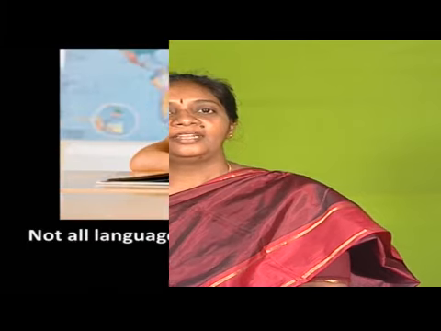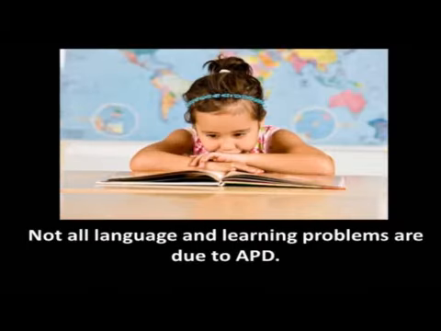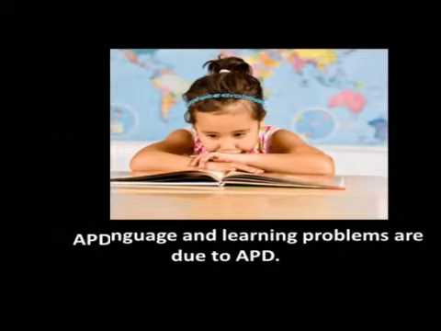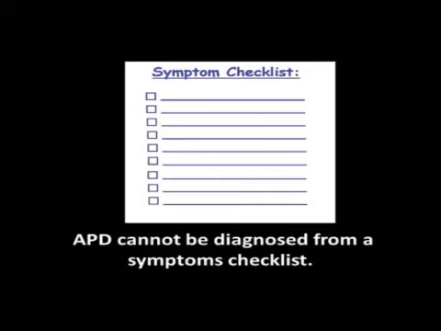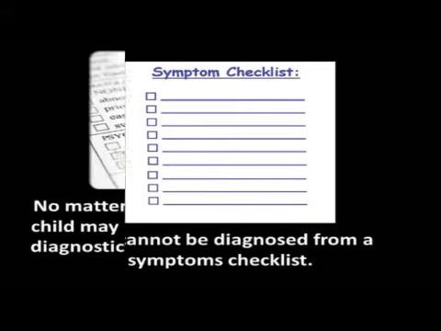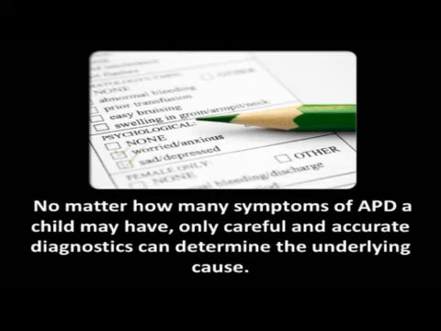However, it is critical to understand that these same types of symptoms may be apparent in children who do not exhibit APD. Therefore, we should always keep in mind that not all language and learning problems are due to APD, and all cases of APD do not lead to language and learning problems. APD cannot be diagnosed from a symptoms checklist. No matter how many symptoms of APD a child may have, only careful and accurate diagnostics can determine the underlying cause.